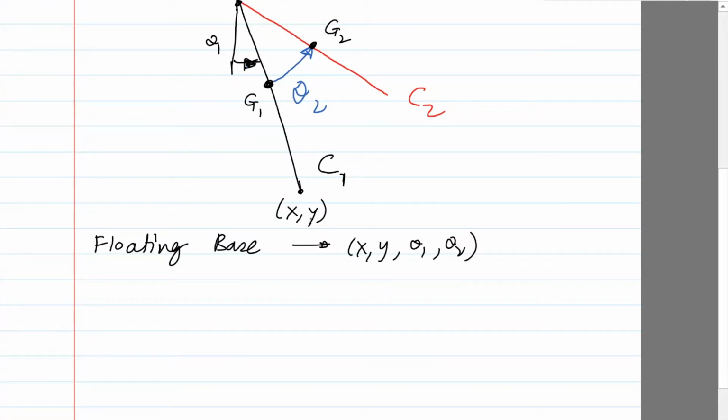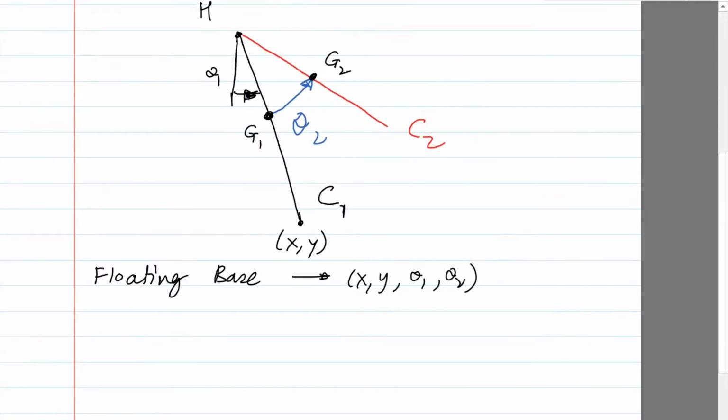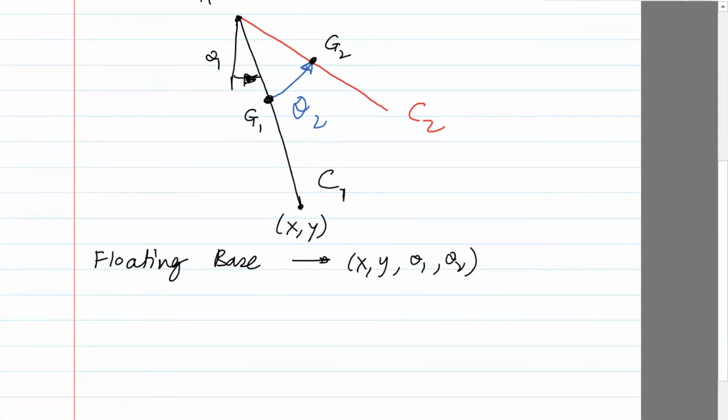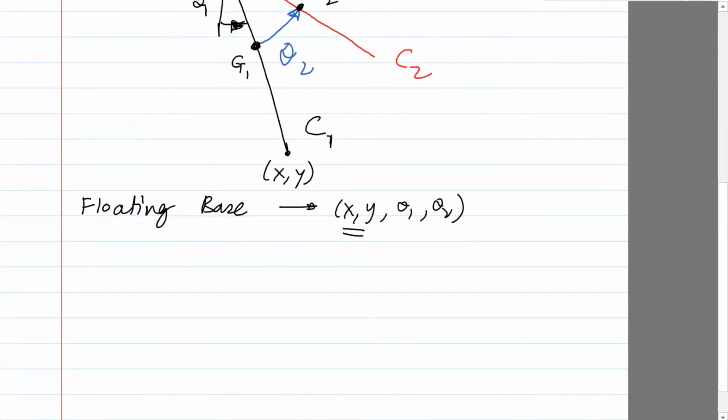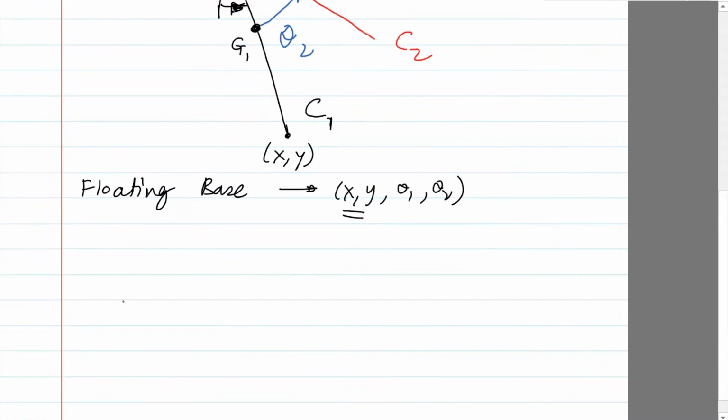In fact, you can try to derive the same equations and do the same simulations by assuming x comma y at the hip joint. I will not do that, but it can be done. Okay, so that's the floating base. Next, I'm going to use the Euler-Lagrange method to derive the equations.